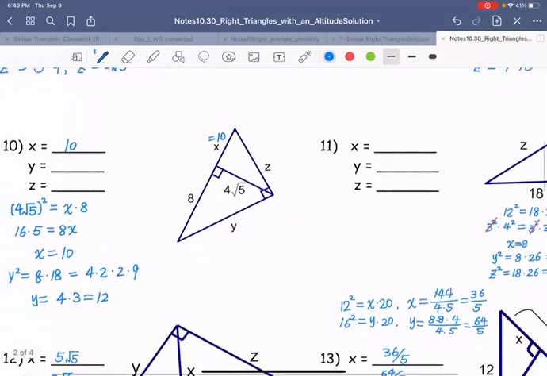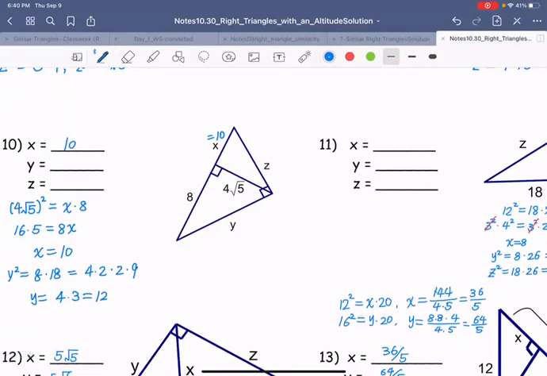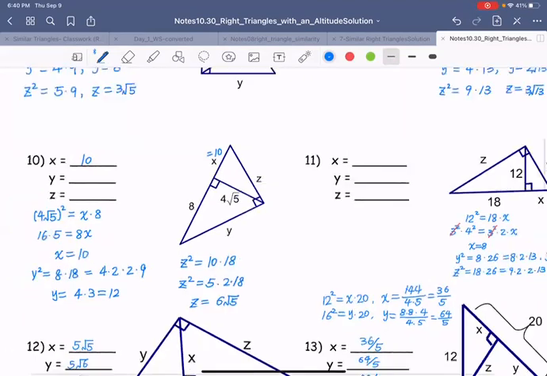Very good. Now z. Z squared equals what is it? 10 times 18. So z squared equals 5 times 2 times 9 times 2. Yeah, 36, you know. Z equals 2 times the square root of 45. No, 6 times the square root of 5. Yeah. Okay. All right.